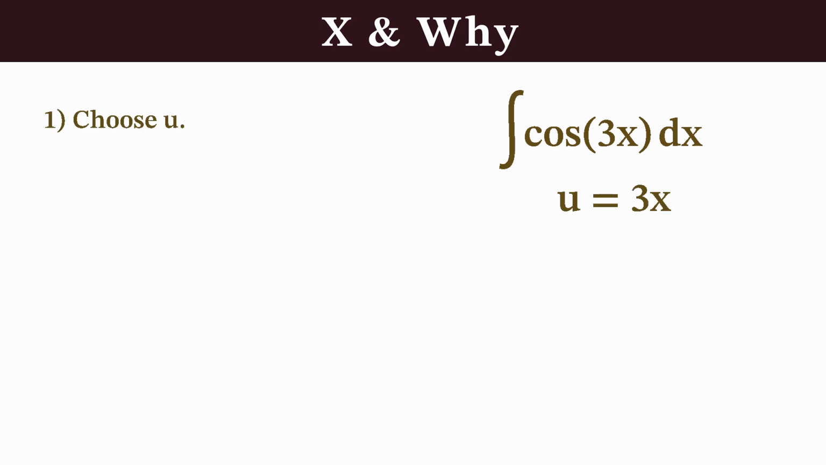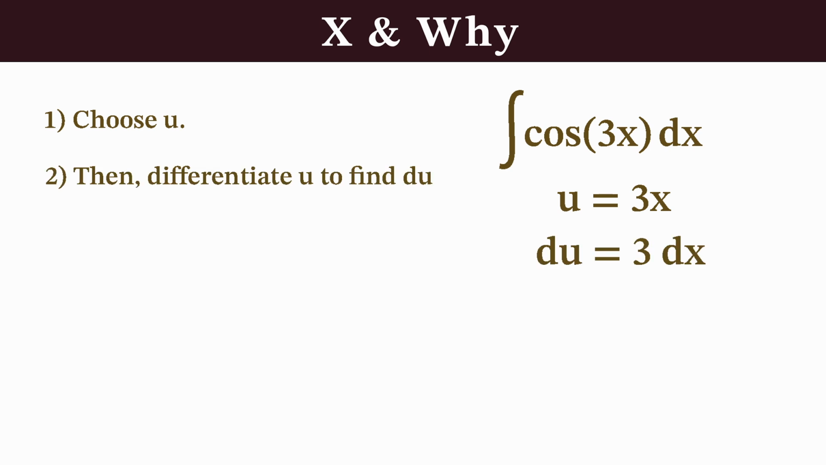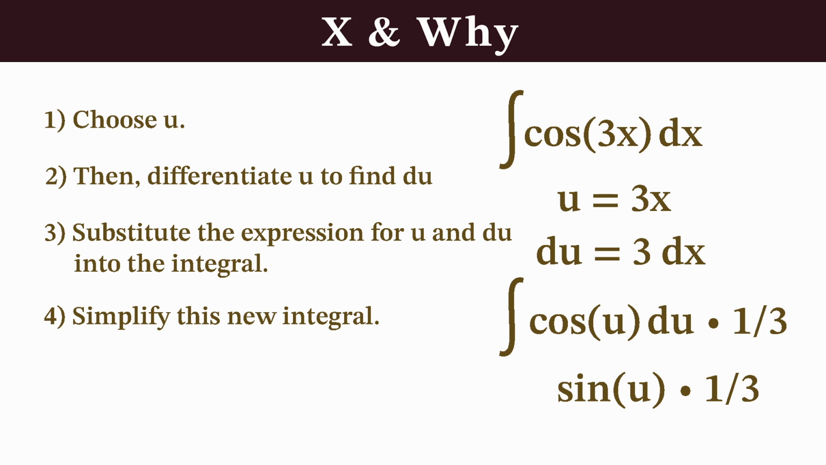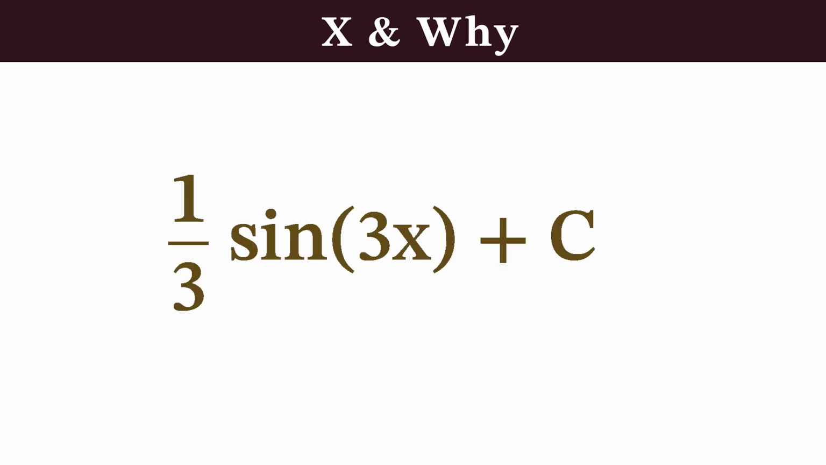First, choose u. This is usually the inner function or a part of the integrand. Then differentiate u to find du. Substitute the expression for u and du into the integral. Simplify this new integral. After that, integrate with respect to u. Substitute back the original expression for u and add the constant of integration.